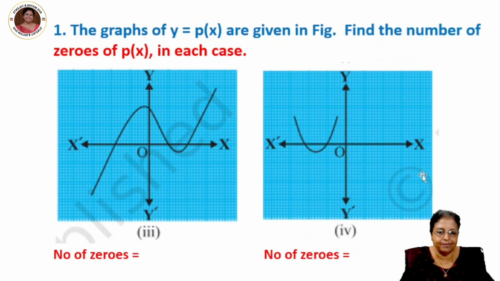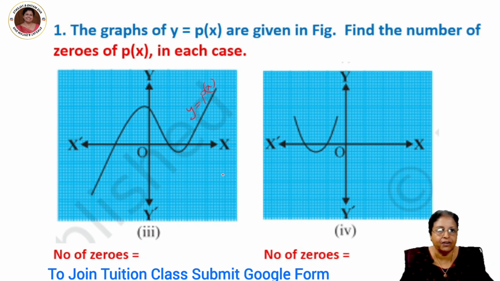Then come to the next question. See, third one. See here, this is the graph of y equal to p of x. Then we want to find out the number of zeros. That means we have to find out the intersecting points. How many intersecting points are here? Let us see. See, this is one intersecting point. Then this is another intersecting point. Then this is another intersecting point. So how many intersecting points are there? Only 3. That means there are 3 zeros here. What are the zeros? Zeros are the x-coordinates of these 3 points. Okay. Have you got it?